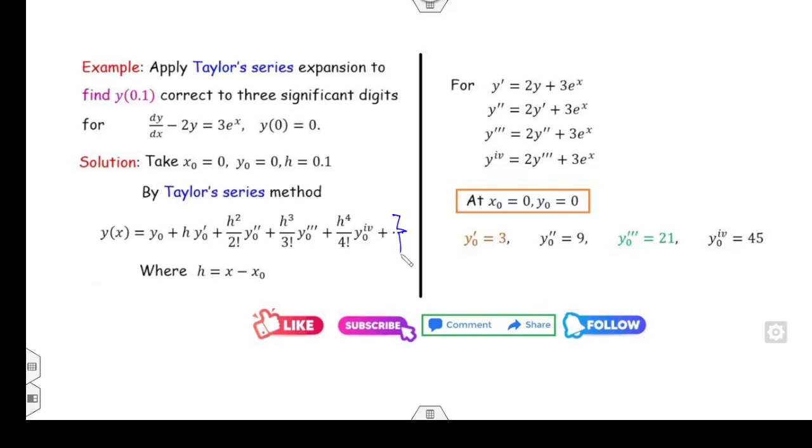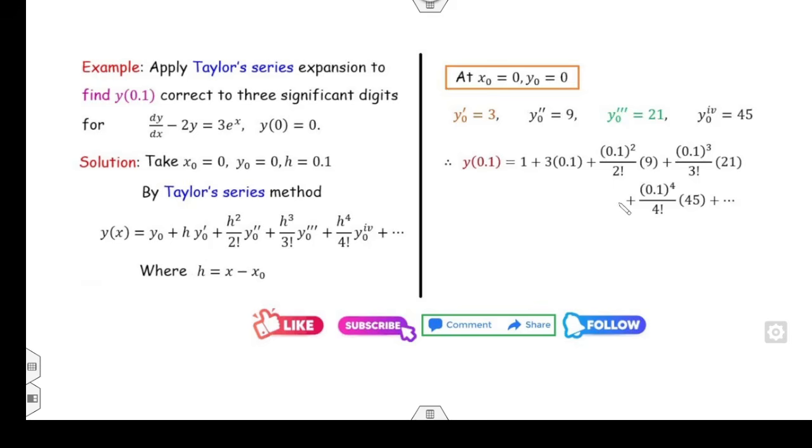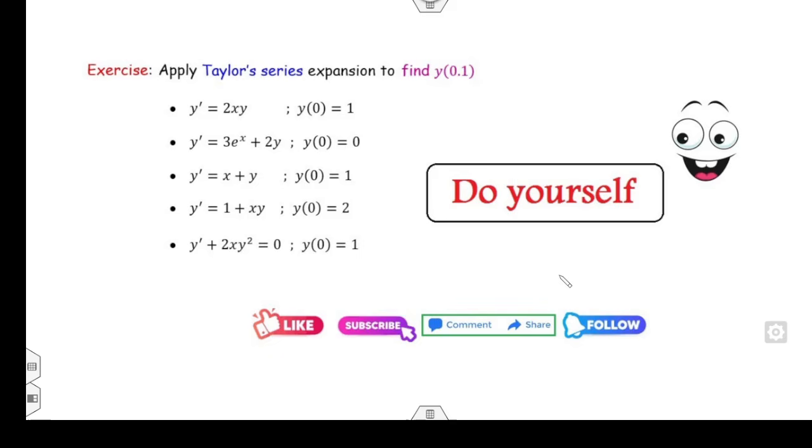Substitute all these values in the given equations. You will get the calculated value here. You can do all the calculation up to 5 decimal places and then round it off to 3 decimal places. At least 5 decimal places. So your answer is 0.349, which is the right answer.